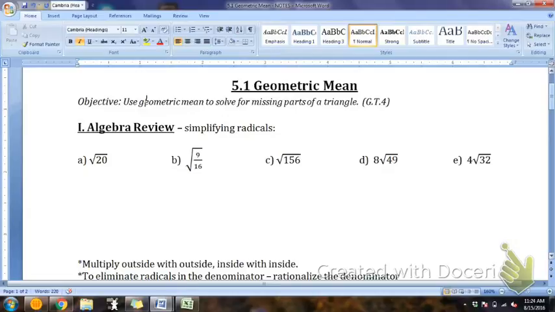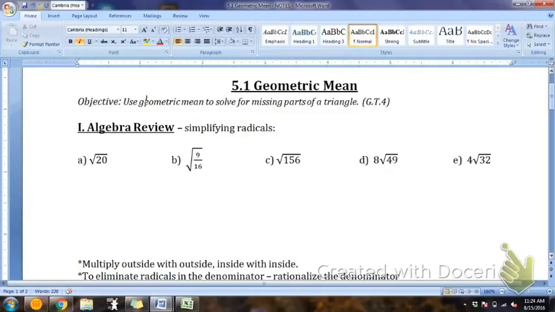Okay, chapter 5 is all about triangles again, but we're going to specifically deal with right triangles. In this chapter, we're going to deal with a lot of triangles that have a 90-degree angle. I would ask that you really pay attention to this first part, because you're going to need this skill to be able to do the rest of the lessons in this chapter.